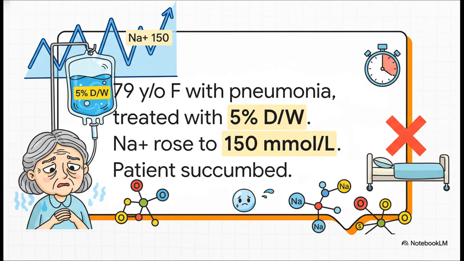Case 2, however, is a much more sobering story. This is a 79-year-old woman who came in with an aspiration pneumonia. She was treated with fluids, specifically 5% dextrose in water, which for all intents and purposes is just free water. This treatment actually caused her sodium to shoot up to around 150, a state of what we call iatrogenic, or treatment-caused hypernatremia. Her condition never really improved. Her swallow was poor, she aspirated again, and sadly, she passed away. It's a tragic reminder of how our own treatments can create dangerous electrolyte problems in our most vulnerable patients.